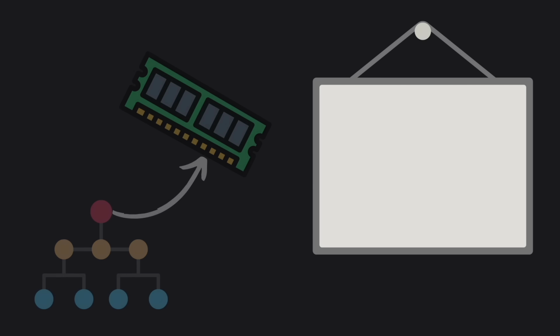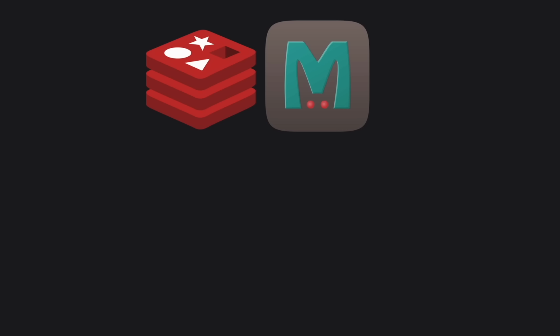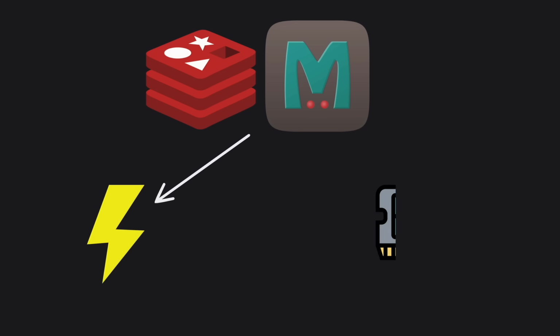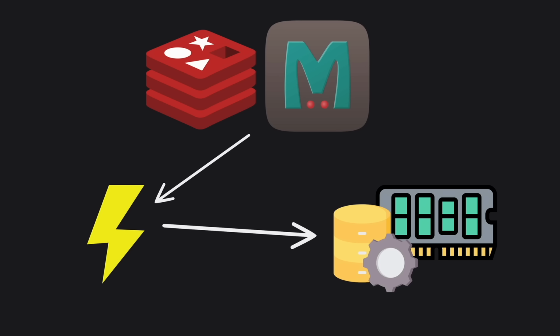There are also in-memory databases. This is like having a whiteboard for quick calculations and temporary sketches. It's fast because everything is in memory. Some examples are Redis and Memcache. They have lightning-fast data retrieval and are used primarily for caching and session storage.